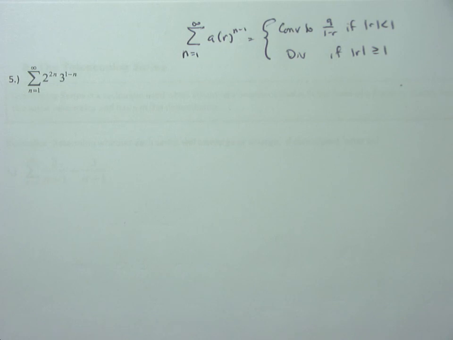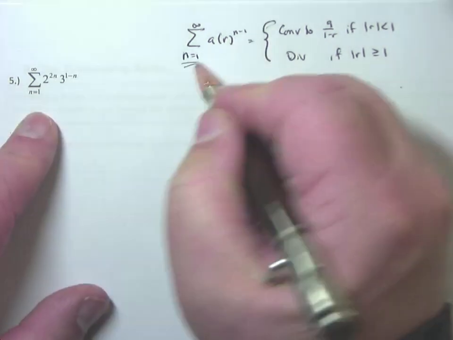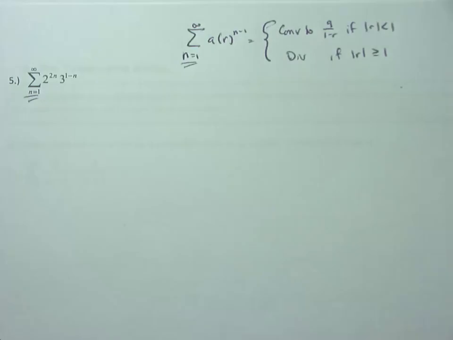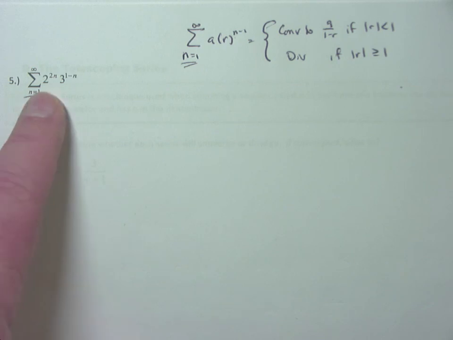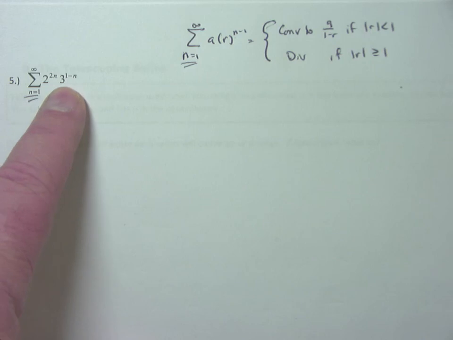So I want a power of n minus 1. First thing, double check that the summation starts in the right spot. Sum as n goes from 1 to infinity, so it's the correct sum. But I want to have a power on my r of n minus 1. I'm going to have to worry about that 2 to the 2n in just a second. But look at the 3. What's the power on the 3? It's 1 minus n. It's backwards.